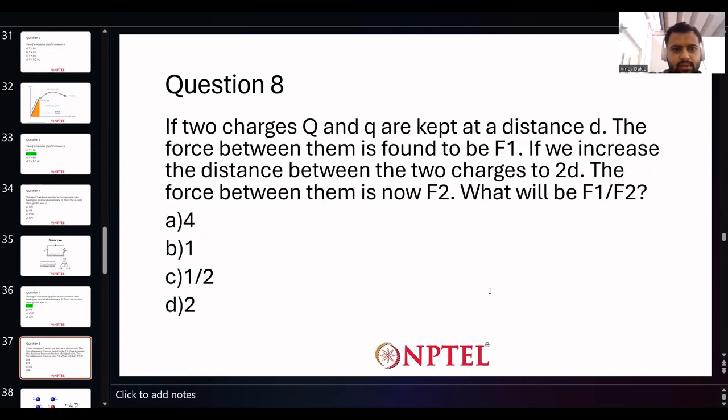So coming to the eighth question, we have two charges, Q and Q, that are being kept at distance d, and the force between them is found to be F1. Then we increase the distance between the two charges to 2d. Then the force between them becomes F2. What will be the relation between F1 and F2? Will F1 be 4 times F2? Will F1 be equal to F2? Will F2 be 2 F1, or will F1 be equal to twice F2?